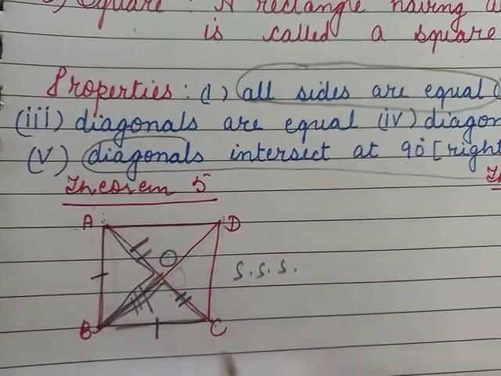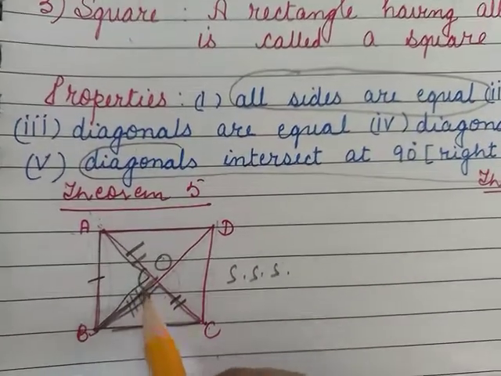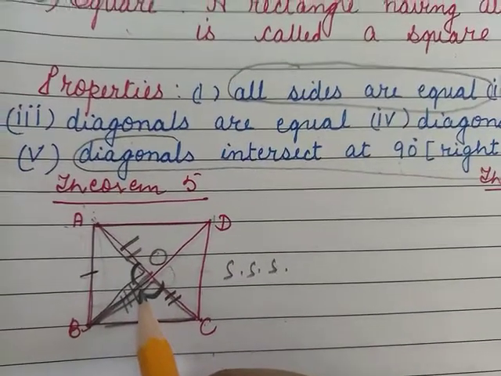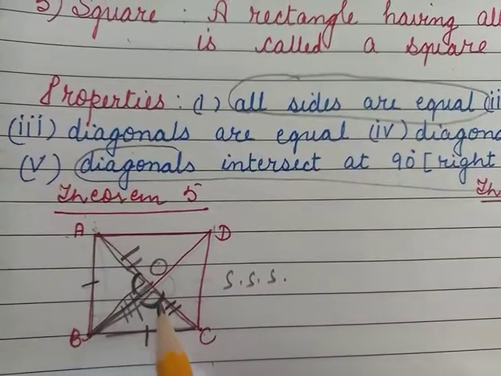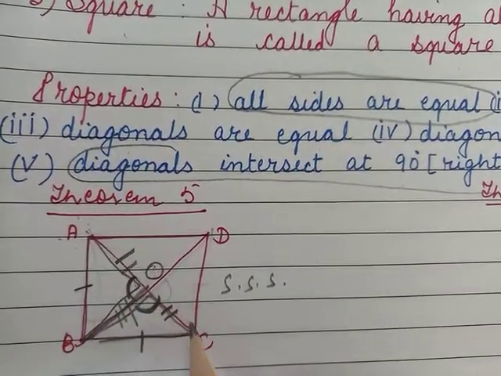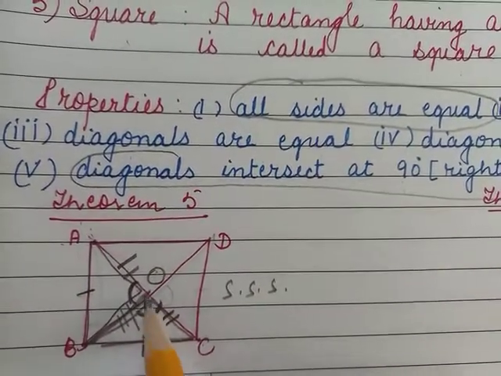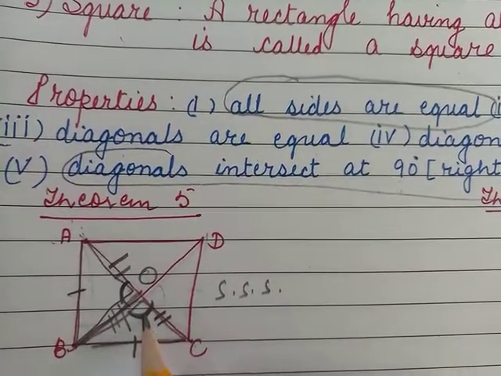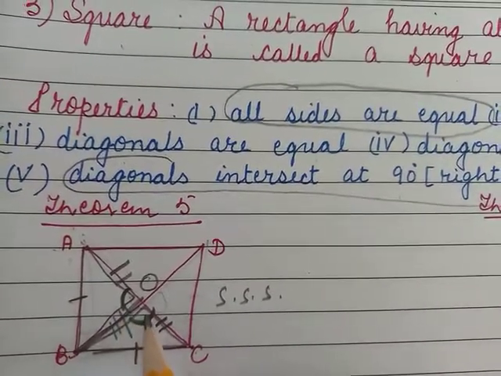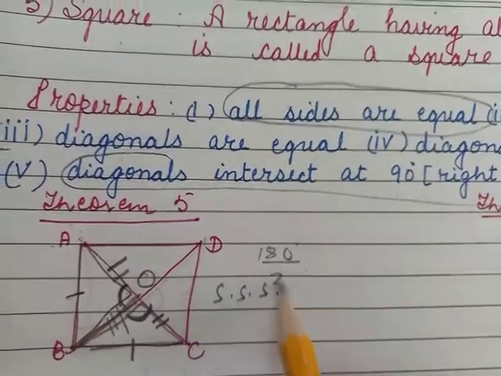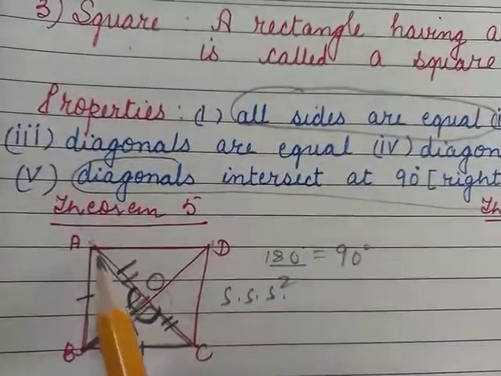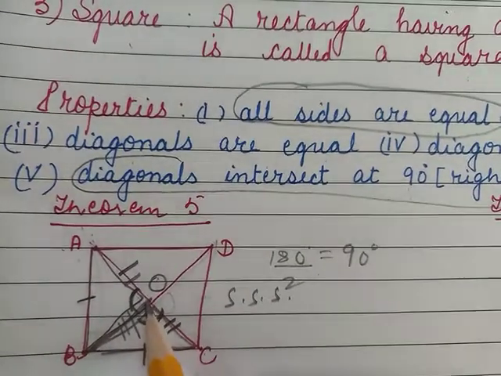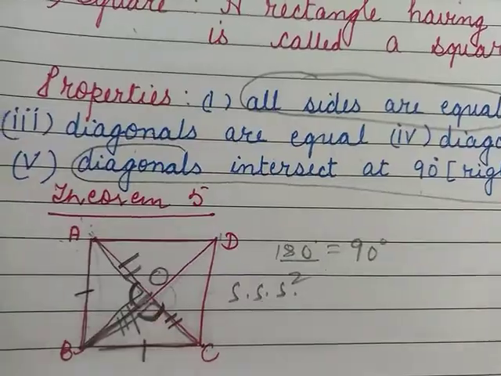The moment they are congruent, the remaining parts will become equal. Therefore angle this and this will become equal. The sum of these two angles is 180 degree because it is a straight line, and these two angles are equal also from CPCT. Therefore each will become 180 by 2, that becomes 90. So we learned that the diagonals of a square bisect each other at right angles.